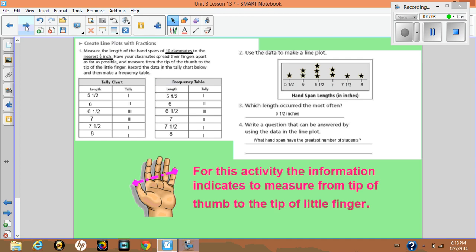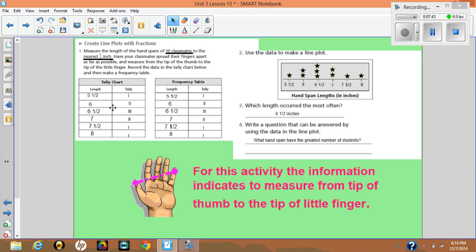Okay, so what I did was I simply took 10 students. This was actually students from last year, but we can certainly look at the data. We have 5.5 inches, 6, 6.5, 7, 7.5, and 8. And every student that was measured fit between 5.5 and 8. So if you look at the tally marks that we've identified right here, there are 10 tally marks because that is what we were told to do, 10 classmates.